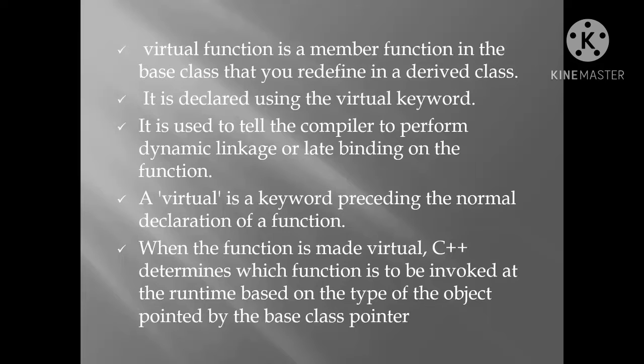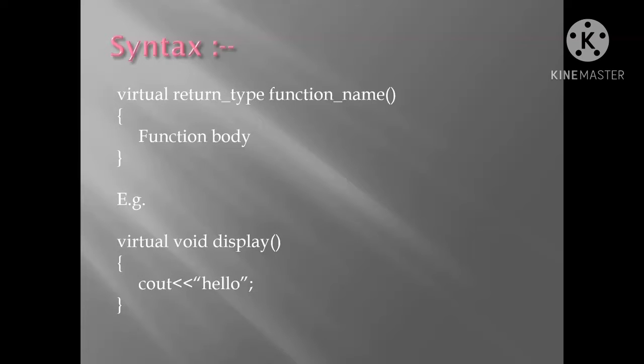Now see the syntax on screen to declare virtual function. Keyword virtual, then return type of function, then function name will come, then function body. Now see the example. Virtual keyword, return type of function is void, function name is display, and then function body.